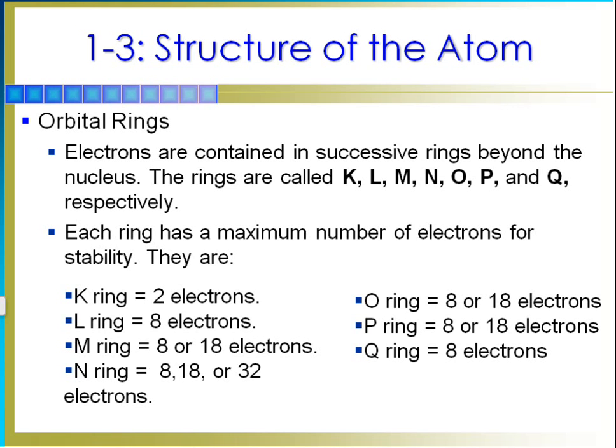Now, the orbital rings, there are levels. Okay, the innermost being the K ring, and if you have multiple rings, the outermost will be the Q ring. The outermost ring, and it doesn't matter if the outermost is Q, P, O, the very last ring can have a maximum of 8 electrons in it. 8 electrons in the outermost ring is a complete ring. You're not going to lose electrons out of that ring if it's got 8.